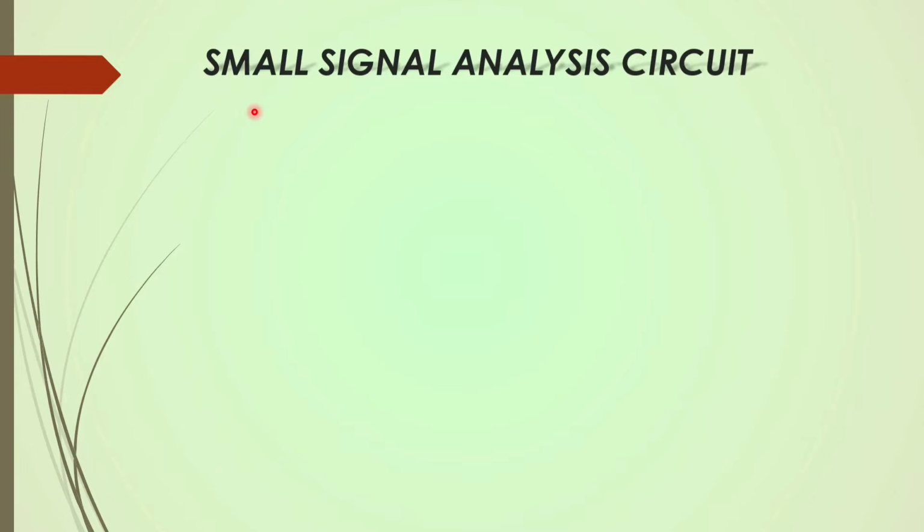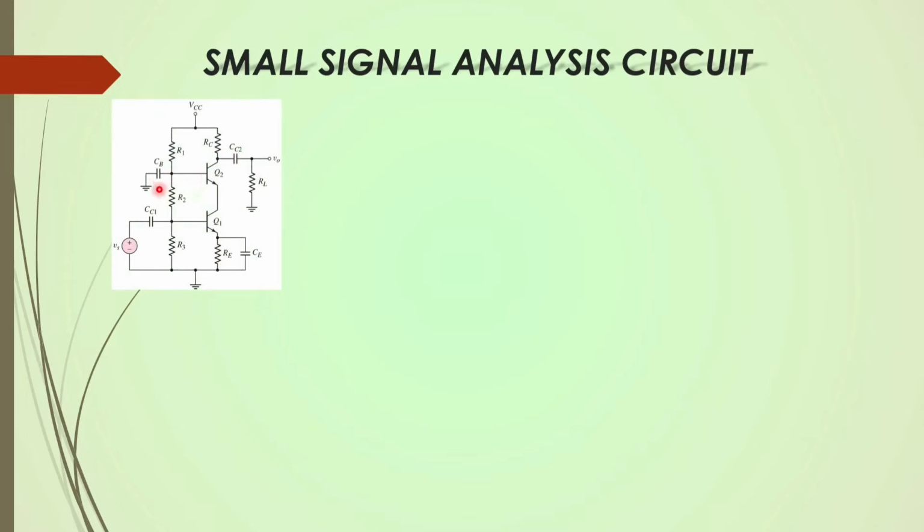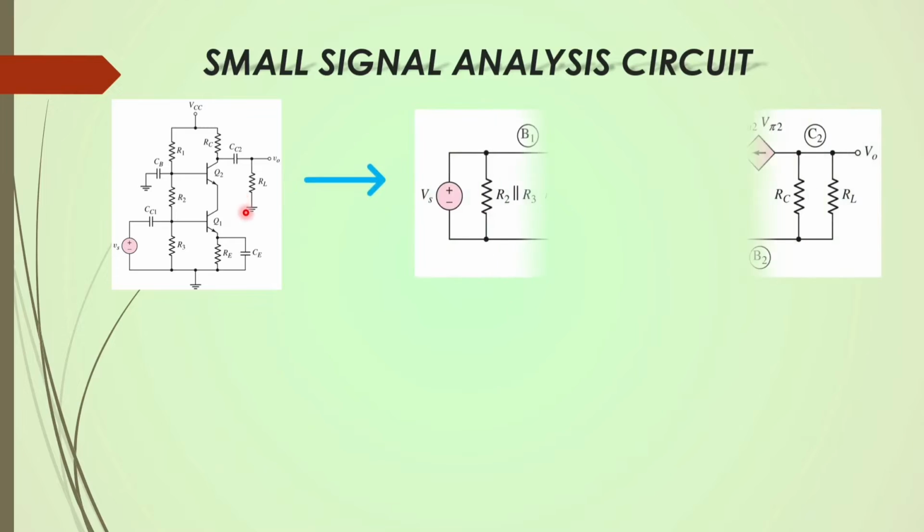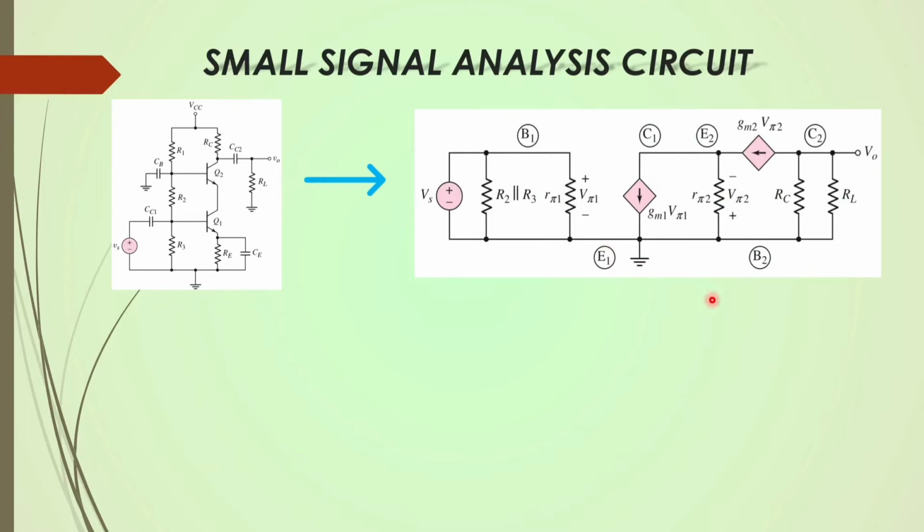Now we are going to deal with the small signal analysis circuit. This is the cascode amplifier circuit that we saw before. From this, the small signal analysis equivalent circuit of the cascode amplifier is derived. Instead of the transistor, we have replaced it with a hybrid pi equivalent circuit in the small signal equivalent circuit of the cascode amplifier. From the DC analysis, we find the small signal parameters like R pi and Gm.